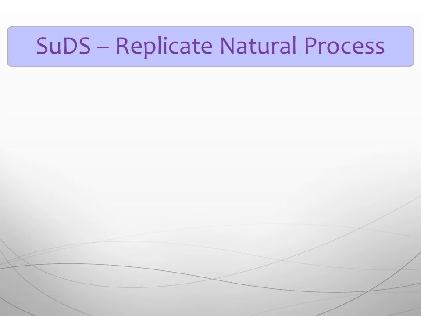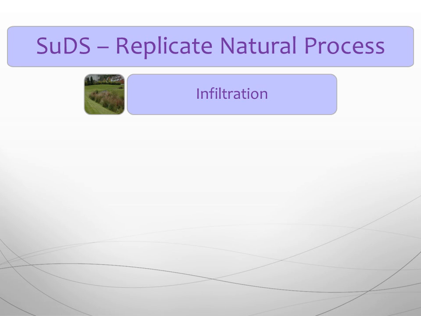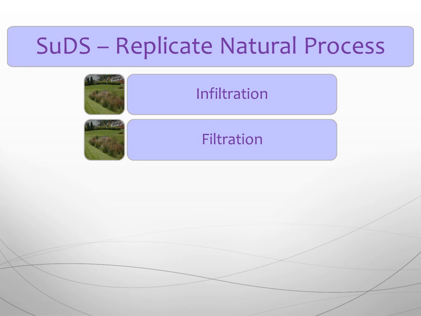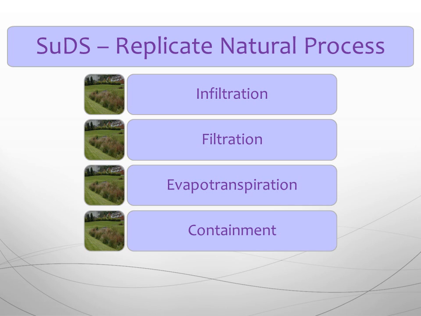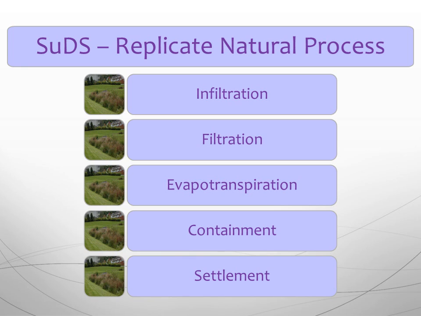SuDS use natural processes to attenuate the excess runoff and remove pollutants from the water. These natural processes include allowing water to infiltrate through a SuDS device into the ground. Many SuDS devices provide filtration through gravel or grass, which helps remove pollutants. Some SuDS devices retain water on the surface allowing evaporation and evapotranspiration to take place. Artificial ponds are also used to contain excess runoff and allow heavier pollutants to settle out of the water.